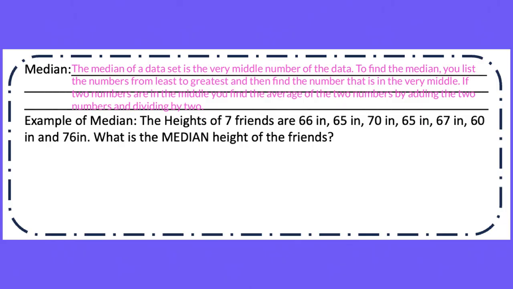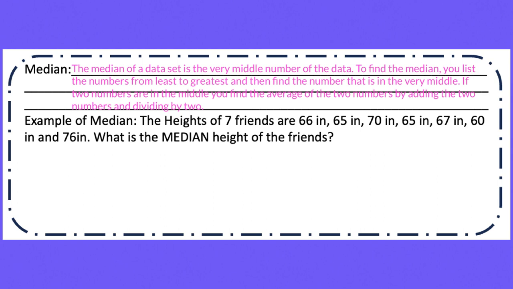The next important definition is the median of a data set. The median is the very middle number of the data. To find the median, you list the numbers from least to greatest and then find the number that is in the very middle. If 2 numbers are in the middle, then you just find the average of the 2 numbers by adding them and dividing by 2. So let's take a look at how we would do that.